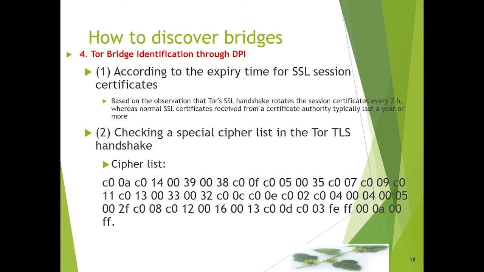Another DPI-based method is to track a special cipher list in the Tor TLS handshakes. The cipher list is a part of the TLS client hello, which is sent by the Tor user to the relay or bridge after the TCP connection has been established. This particular cipher list appears to be unique to Tor.